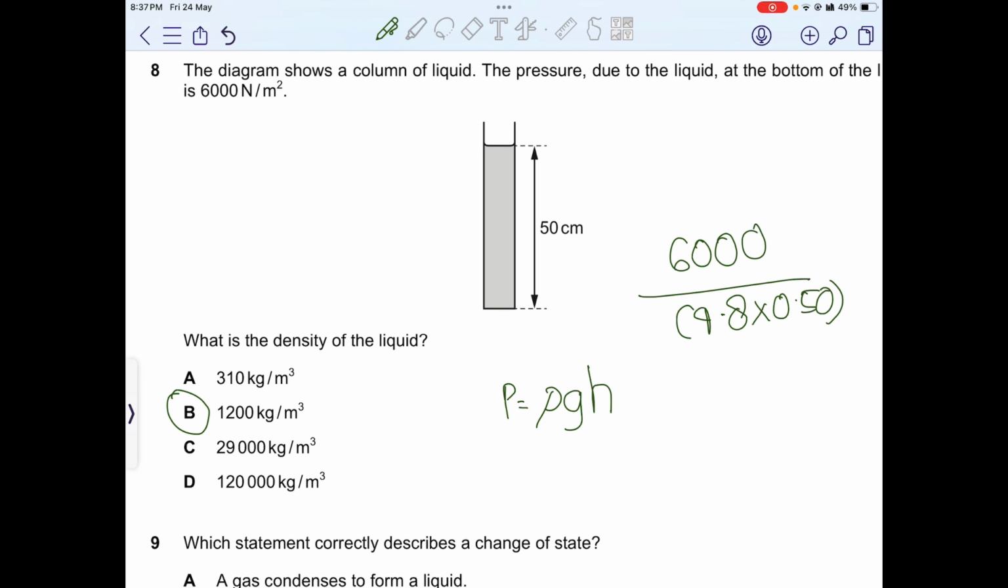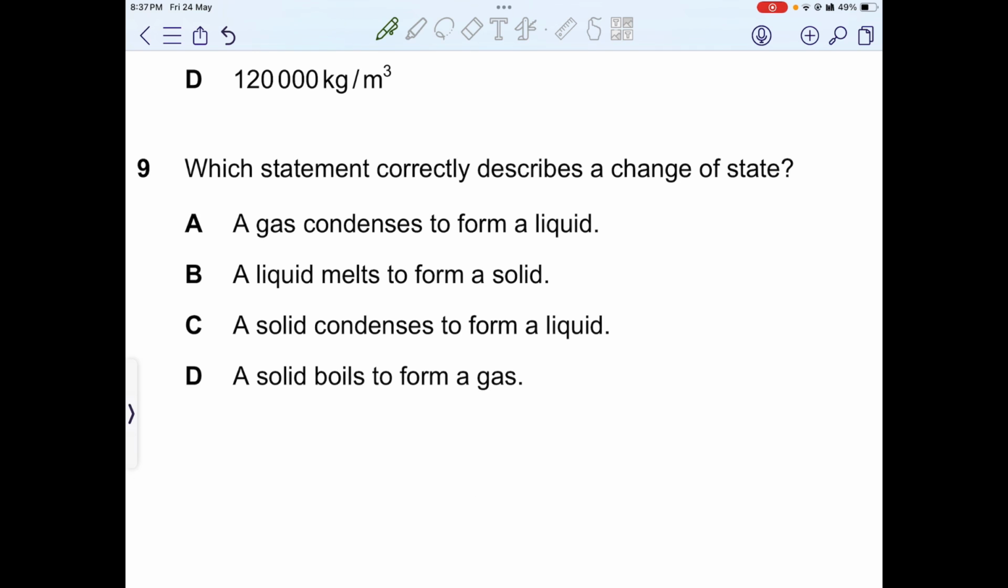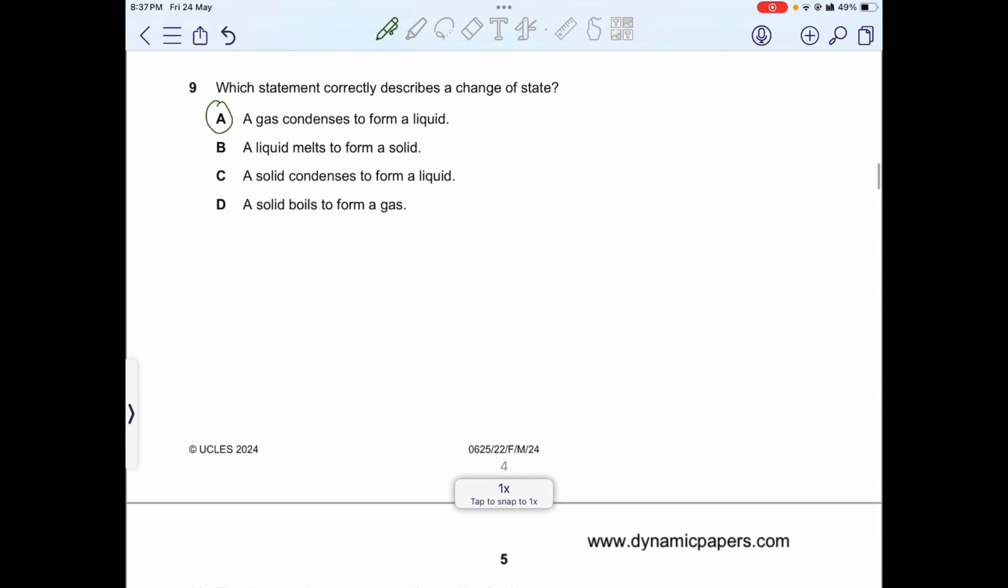Simple rearranging. Moving on, which statement correctly describes a change of state? A gas condensing to form a solid is not correct, because condensation is gas to liquid. A liquid does not melt to form a solid, it freezes. A solid does not condense to form a liquid, it melts. A solid does not boil, a liquid boils to form gas.